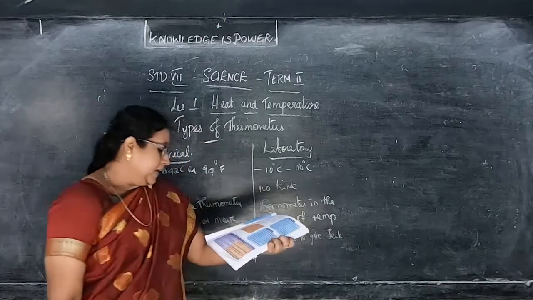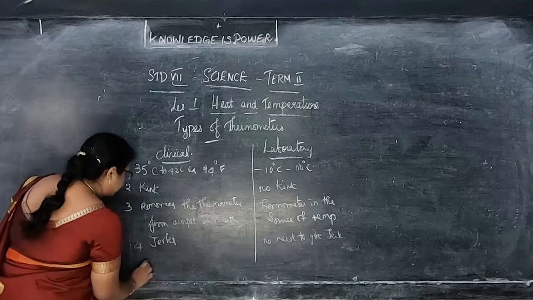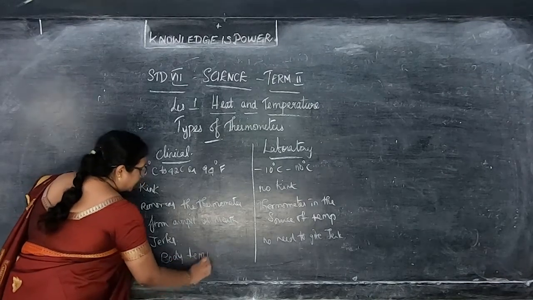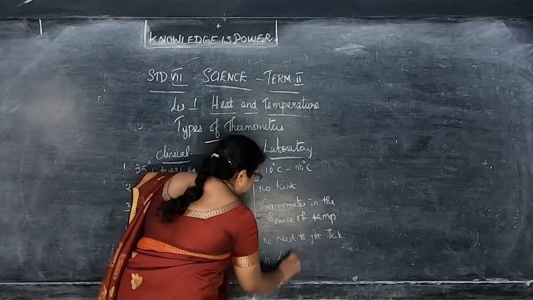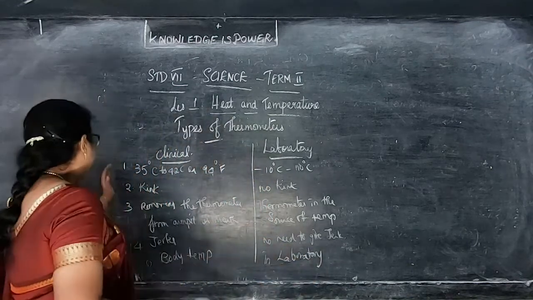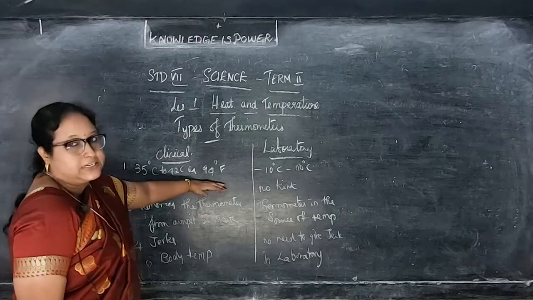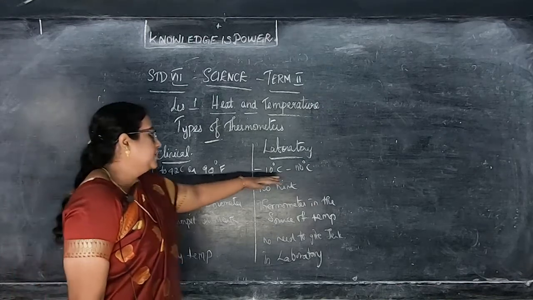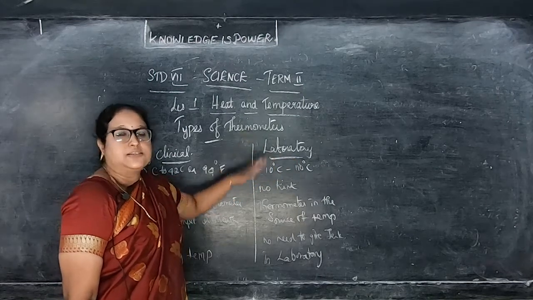The next is, it is used for taking the body temperature. So for what is the clinical thermometer used? For the body temperature, okay? And the laboratory thermometer is used to take temperature in the laboratory, okay? So these are the differences between clinical and laboratory thermometers. The range is 35 degrees Celsius to 42 degrees Celsius and 94 degrees Fahrenheit. Both Celsius and Fahrenheit you can see in the clinical thermometer. While in the laboratory, it is minus 10 to 110 degrees Celsius. So no Fahrenheit is used there, only the Celsius scale.